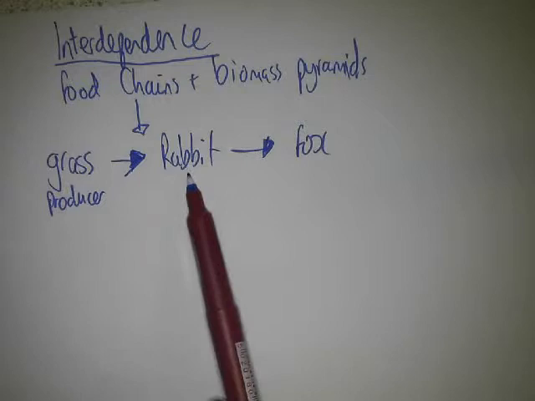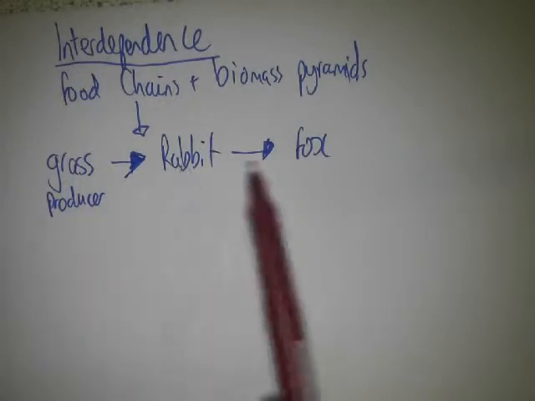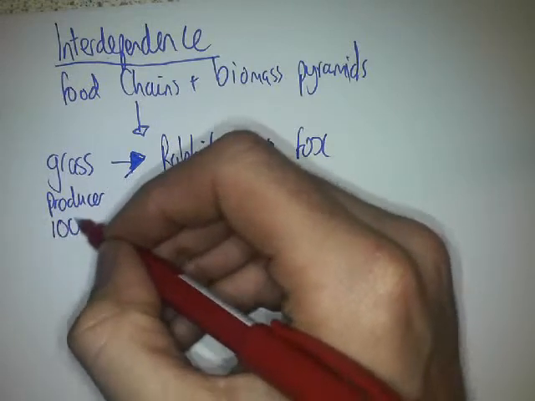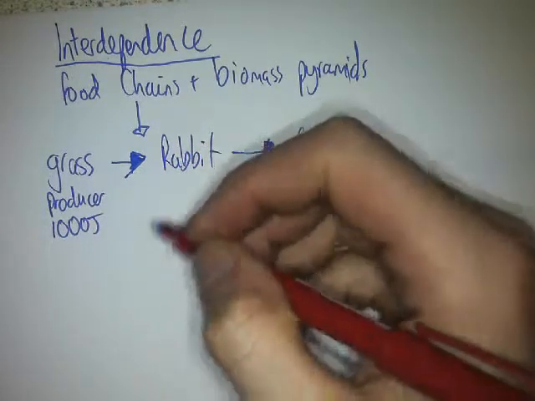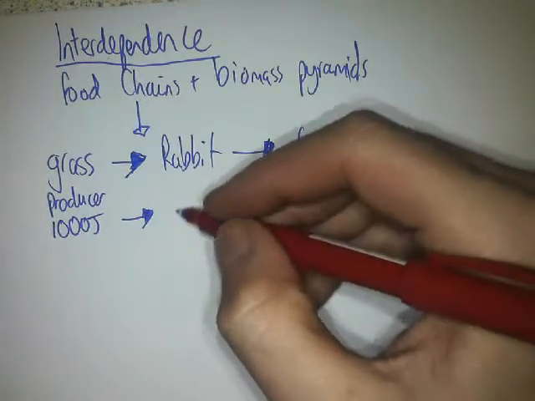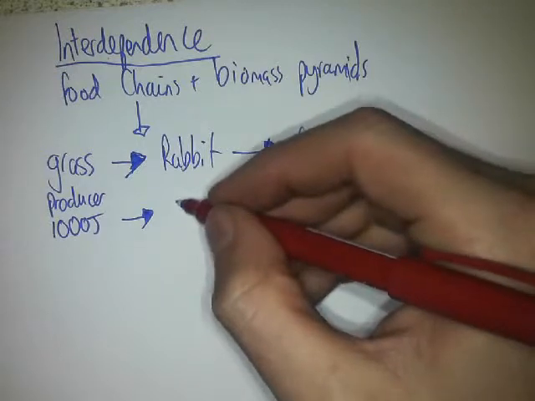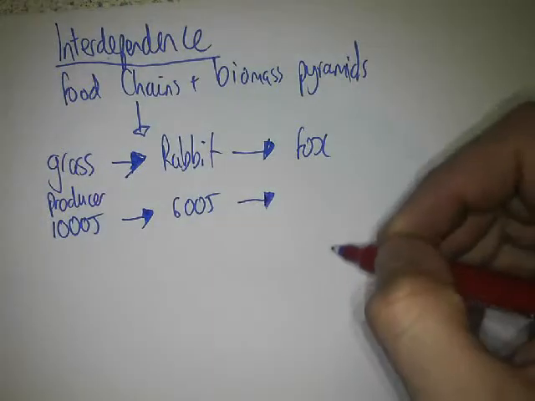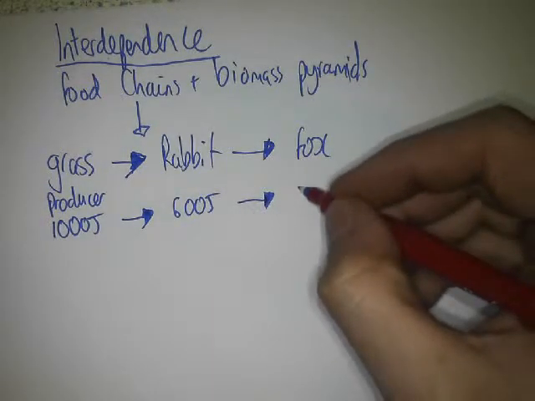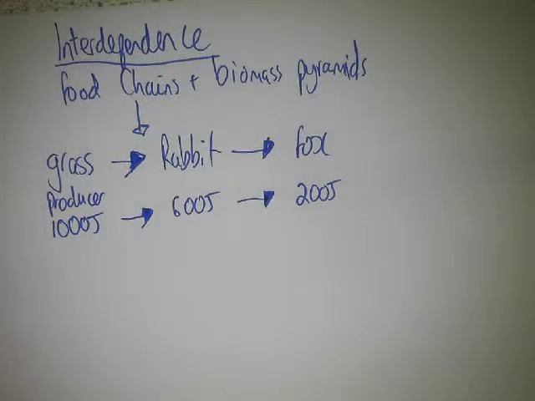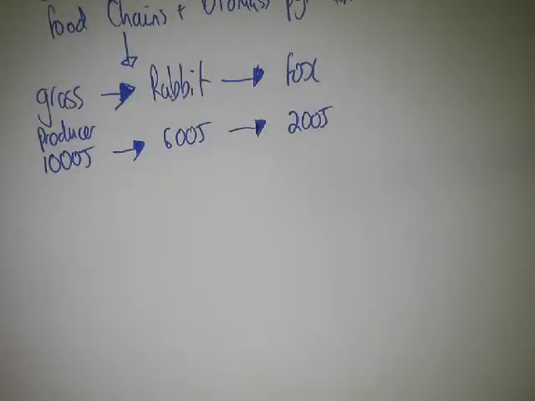You're probably likely to be given this, and maybe you'll get given some numbers here. Energy. So we'll say 1,000 joules of energy from the grass. The rabbit from 1,000 joules will pick up, let's say, 600 joules of energy, and then of that 600 joules, 200 joules will get passed on to the fox. The common question then is, can you draw a pyramid of biomass for this feeding relationship?